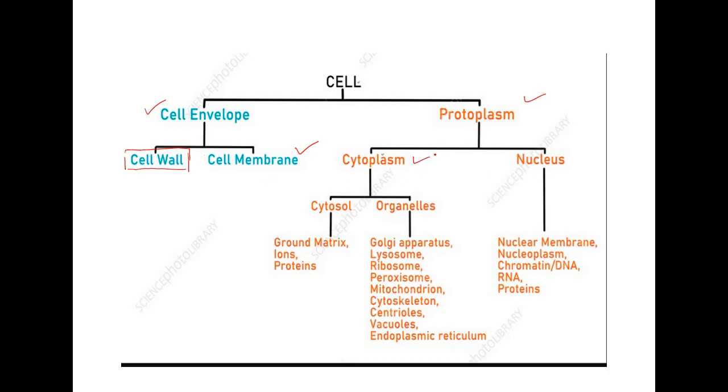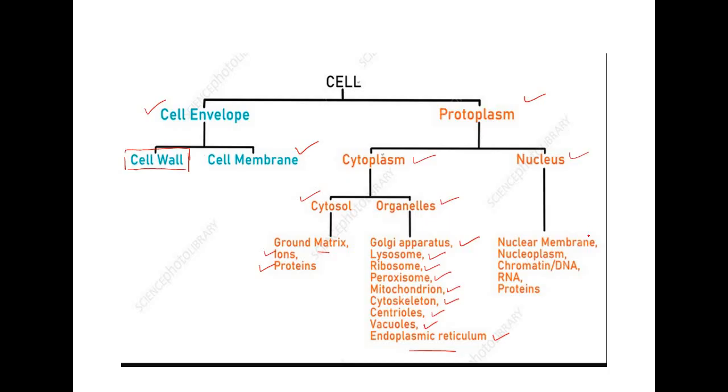Protoplasm consists of cytoplasm and nucleus. Cytoplasm is again divisible into two parts. One is cytosol, which is exclusively the solution part, and the other is the cell organelles. Cytosol consists of ground matrix, ions, proteins. Cell organelles are Golgi apparatus, lysosomes, ribosomes, peroxisome, mitochondrion, cytoskeleton, centriole, vacuoles, ER or endoplasmic reticulum.